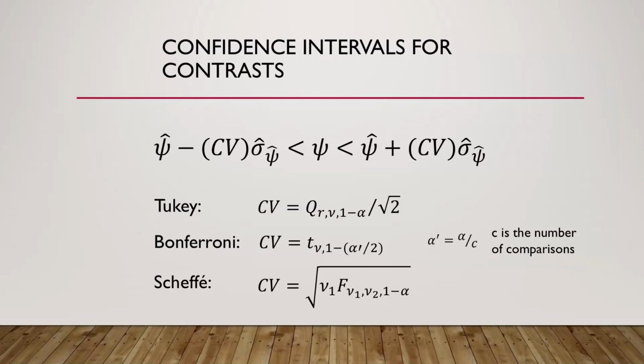I mentioned 3 different methods out of the many methods available that we are going to look at. Those are the Tukey method, the Bonferroni method, and the Scheffé method. And what I have here is the general formula for a confidence interval for psi, that is the population value of psi. Notice that this does not have a hat on it.